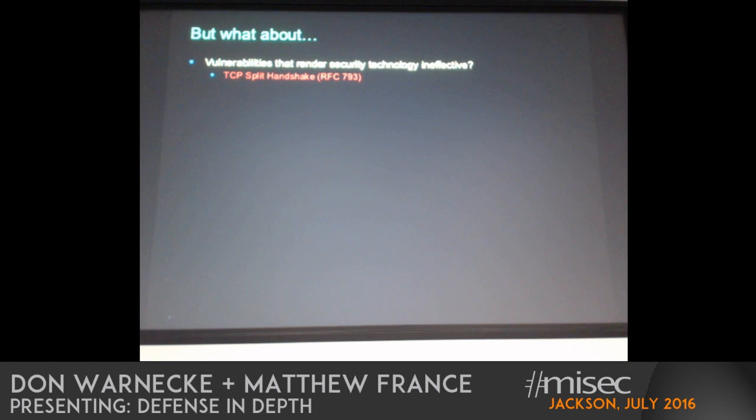So, but what about the case where there is a vulnerability and that renders your technology completely ineffective? It happens. The TCP split handshake is a totally allowable RFC spec. It's a thing that can happen. Now, who here is familiar with the regular three-way TCP handshake when you open a connection? That's good.